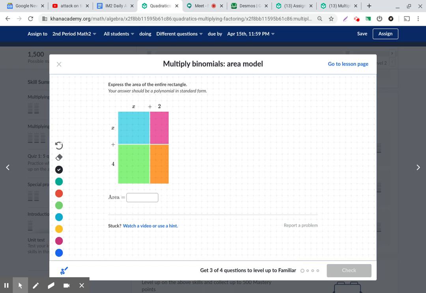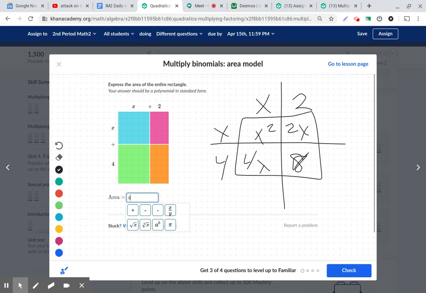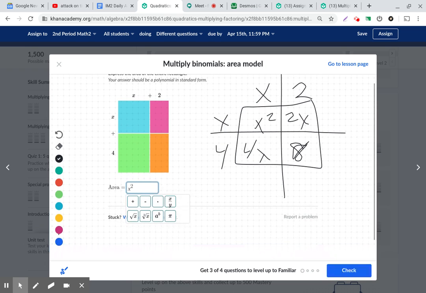if you guys remember, we did a box like this. Okay, and then when you have two of them, you have to add them like that. That's an 8. X squared plus 6x, and plus 8.